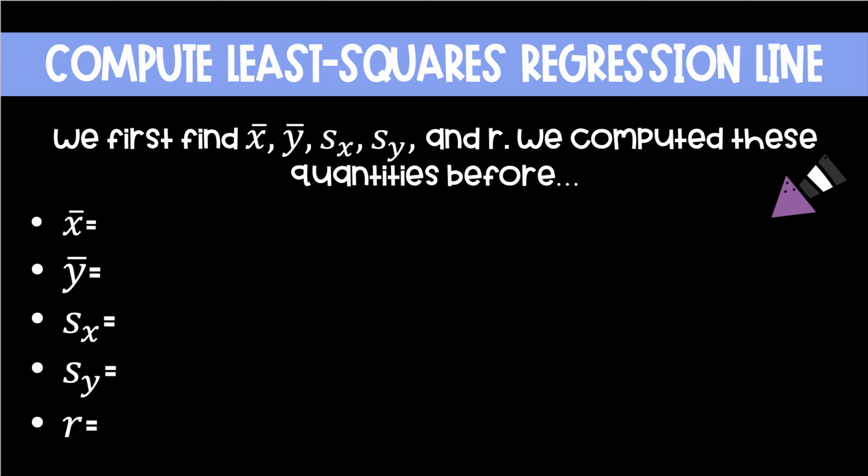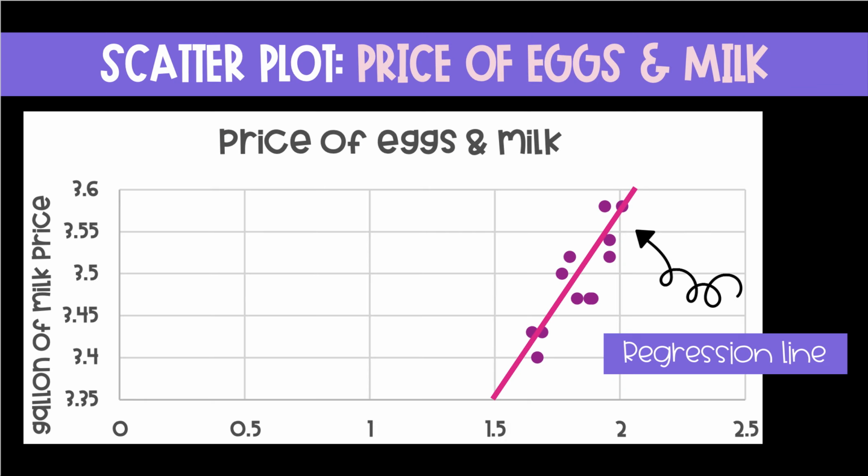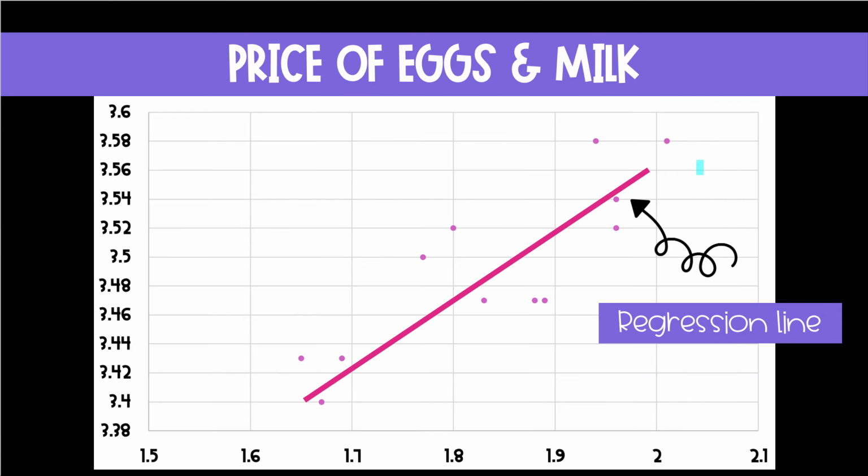Now, we need all of these values to create our regression line, our least squares regression line. What is a regression line? Taking into consideration the scatter plot that we created of the prices of eggs versus the prices of milk, that's the line we're going to be using to make predictions of values we don't have the data for. Here's another representation of the regression line with our data a little bit more scattered.